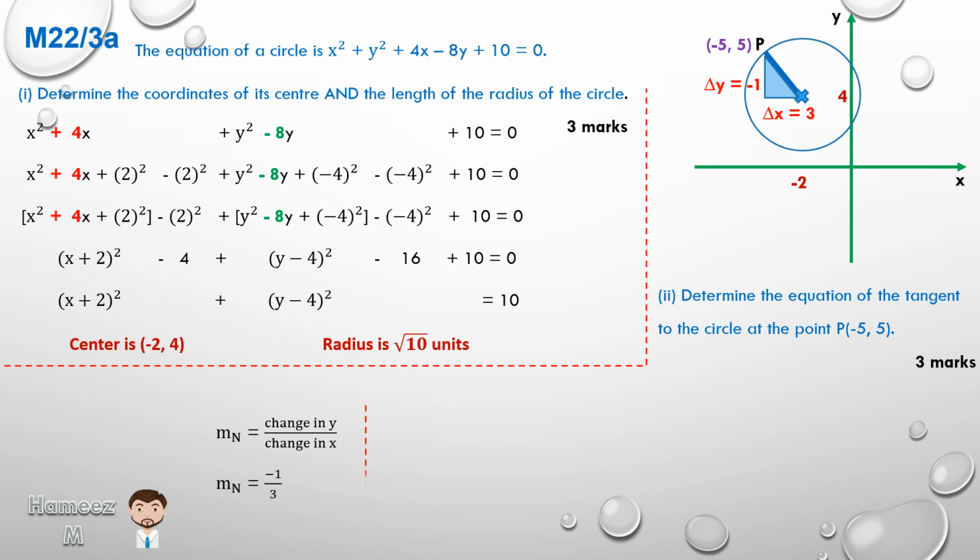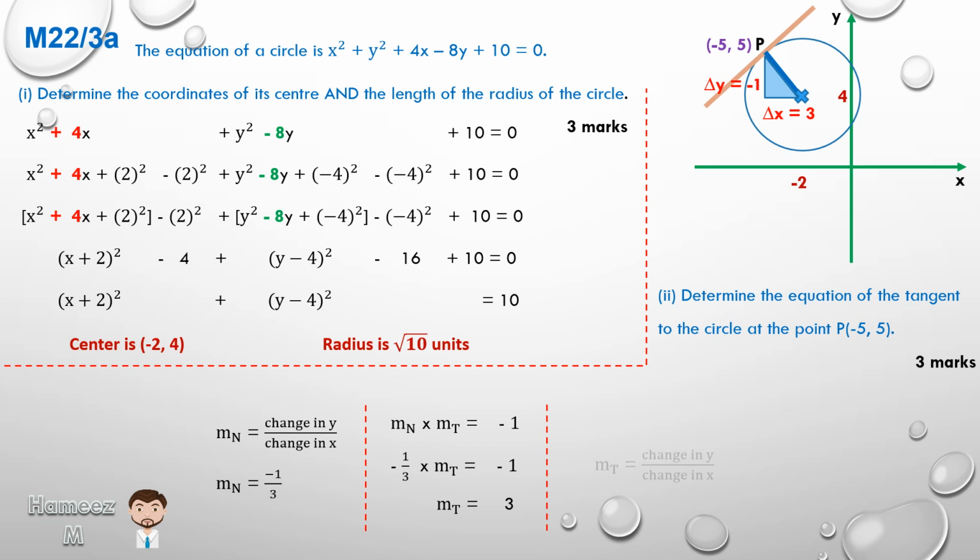Or minus 1/3. The gradient of the normal and the gradient of the tangent, when you find the product of them, should give you minus 1 because the angle between them is 90 degrees. They're perpendicular. So minus 1/3 times mt is equal to minus 1. So the gradient of the tangent is equal to 3. And if we look at that brown line where we show the tangent, we can see it's sloping upwards to the right, so it's positive.